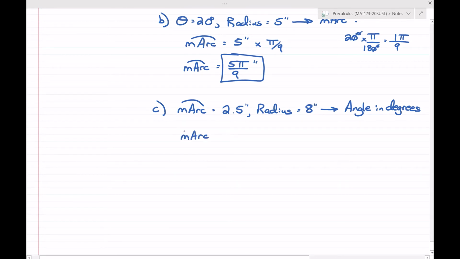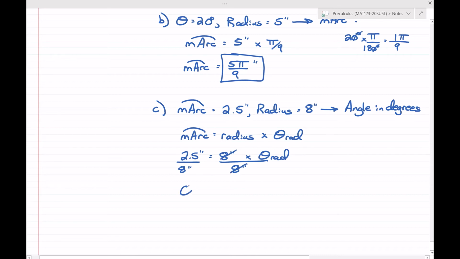The measure of the arc is equal to the radius times our angle in radians. So the measure of the arc is 2.5. I'll plug that in right here. The radius is 8 inches. So if we just divide both sides by 8 inches, we get that the angle in radians is equal to 2.5 divided by 8, which is 0.3125. That's the angle in radians.